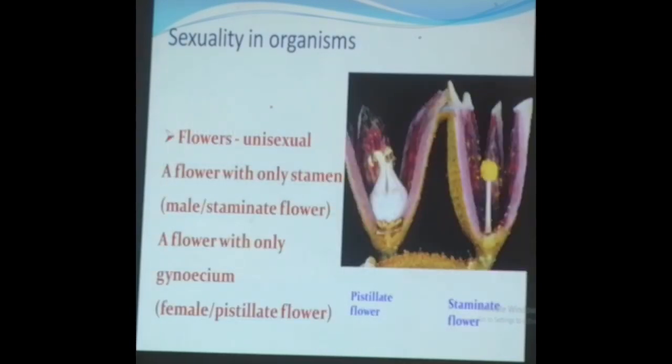And then you will see flowers will be unisexual. That means a flower with only stamens. If the flower is having only the stamens in it, such flowers are named staminate flowers. And the flower bearing only the gynoecium is named a pistillate flower. You can see the staminate flower here, only the stamens are seen. Here only the pistil is seen. It's called a pistillate flower.